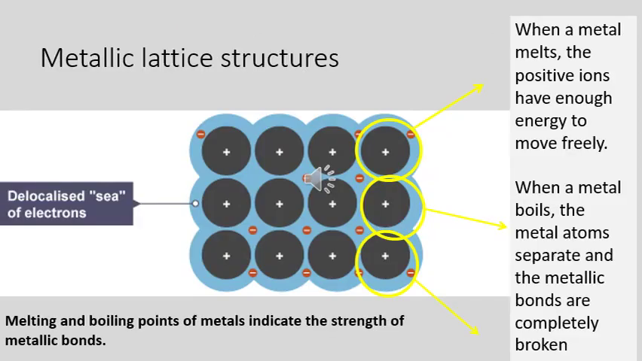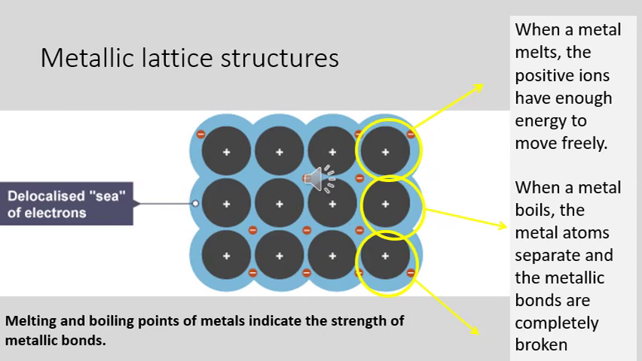Okay, so in metallic lattice structures, we've got these positive metal ions surrounded by a delocalized sea of electrons. Now, one thing that's really important to remember is that even though there's only 12 atoms drawn here, a metallic lattice structure you can think of as almost infinite. Even in the smallest little piece of metal that you could pick up, there would be billions and billions and billions of atoms. So this is a really, really small little snapshot of a much, much bigger structure.